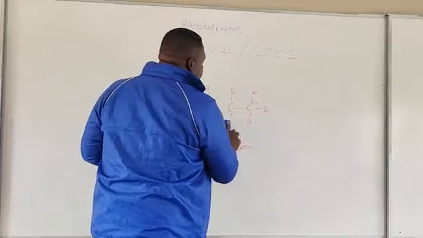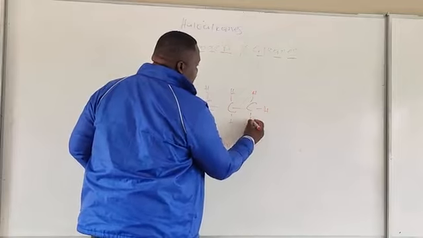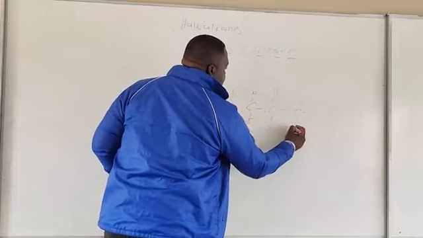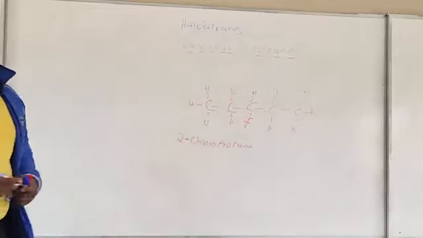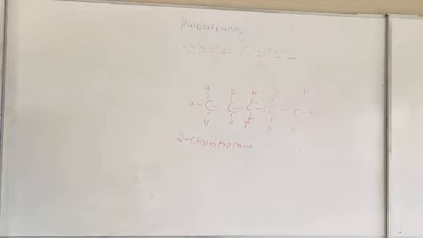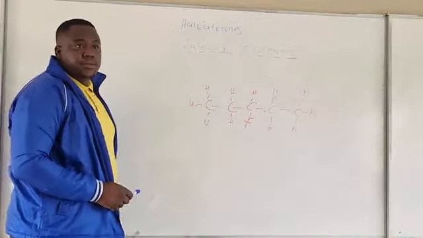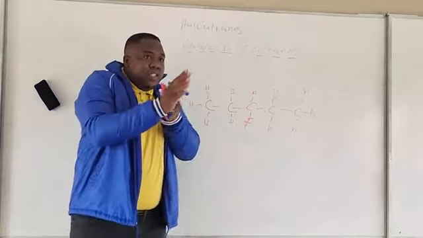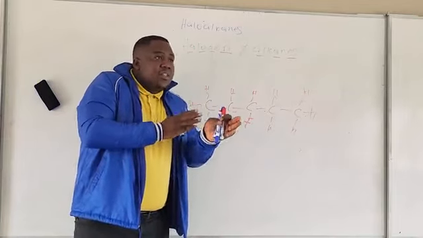Let me just add another one. You see what I have there? I have the fluorine. Can you see it? How do we give the nomenclature of this one? Let us count the longest carbon chain. The longest carbon chain is the longest series of carbons, the carbons that must follow each other.